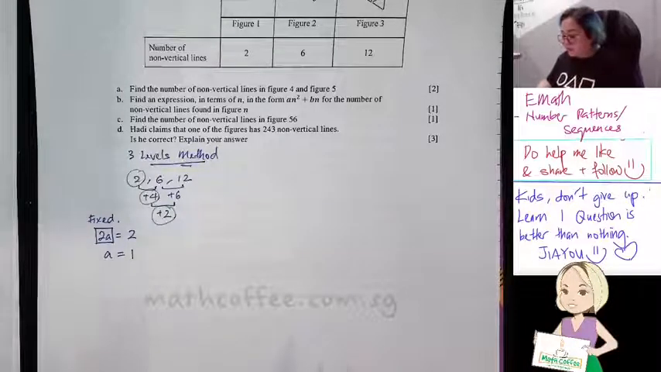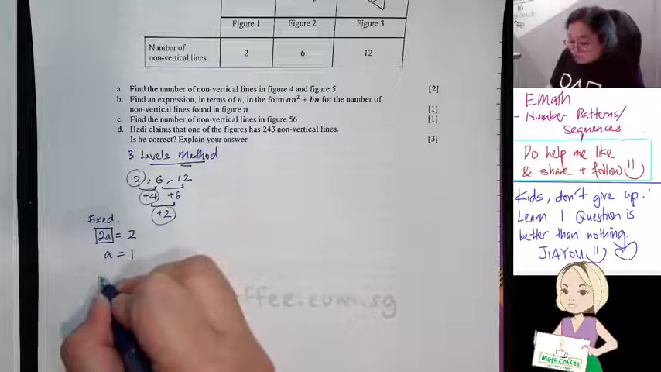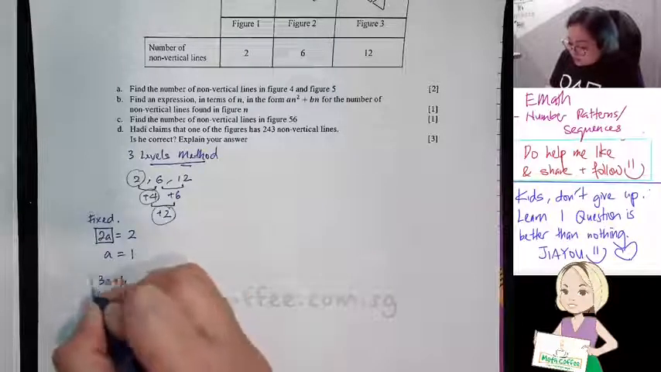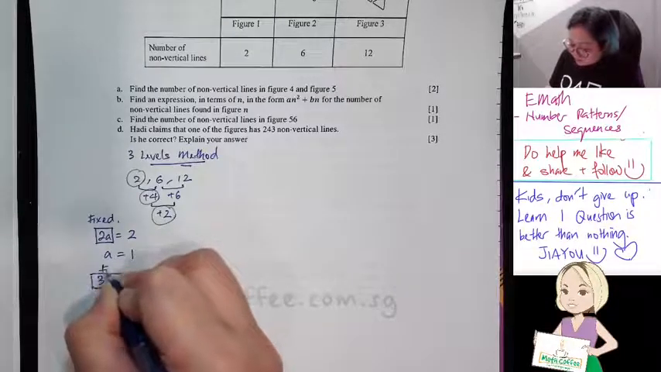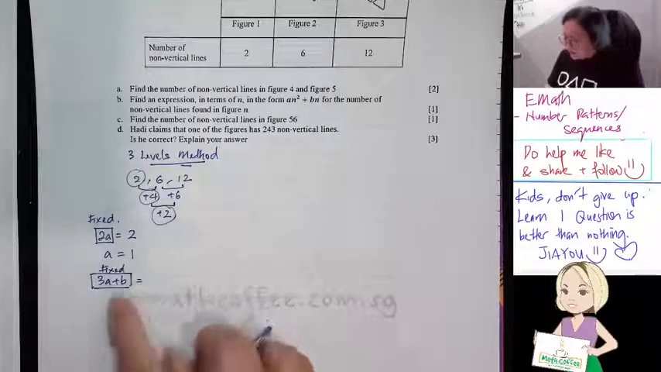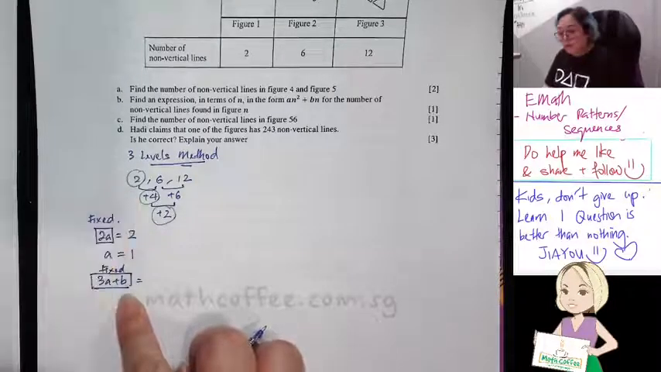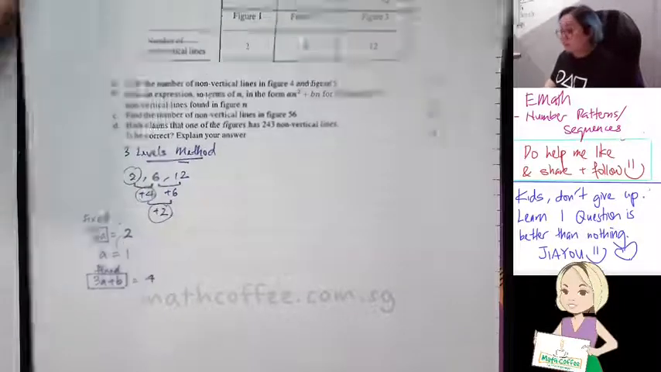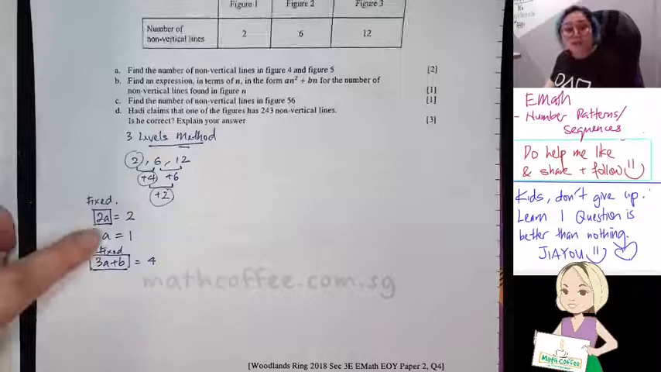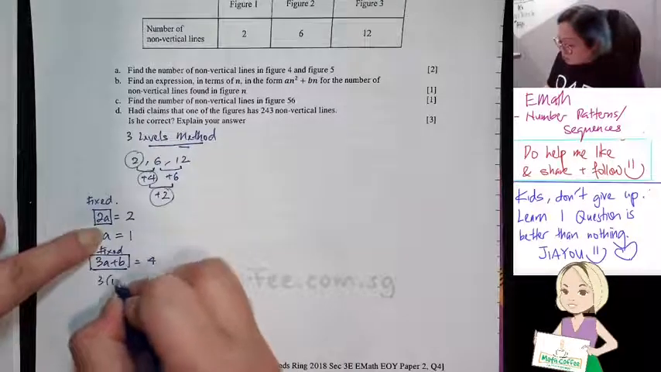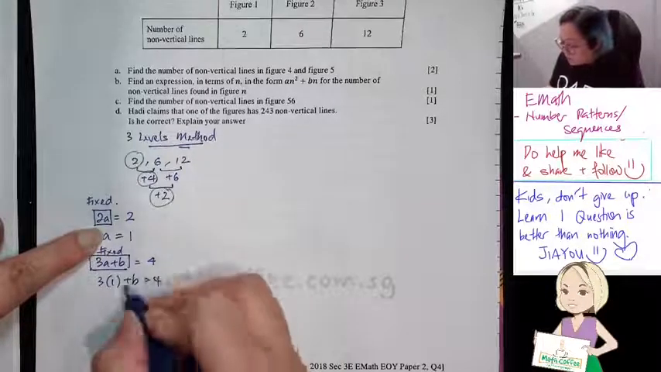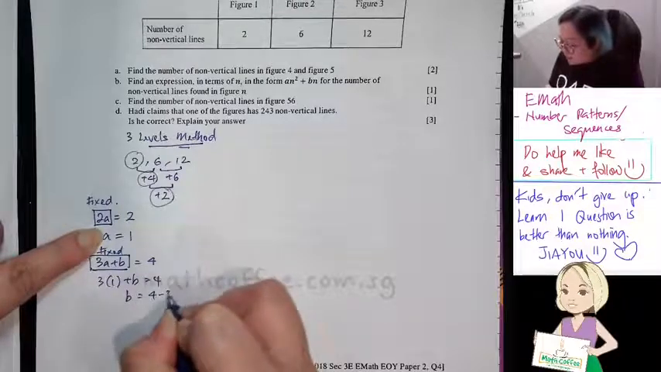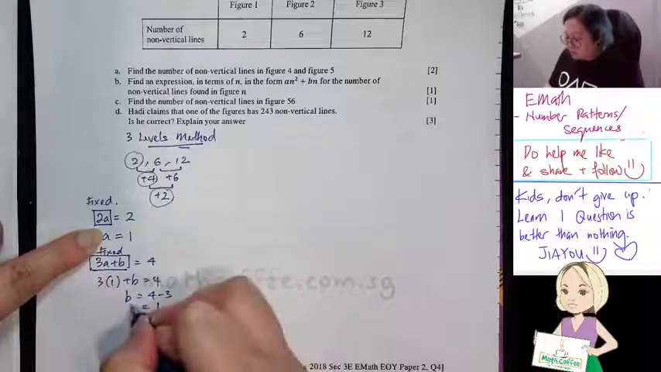Okay, next. The next fixed one is 3a plus b. Again, this is fixed. This is equal to the second level, which for this case is a positive 4. So I want to solve my b. So I'm going to use the a that I found here. So it will be 3 times 1 plus b equals 4. So b is equal to 4 minus 3, so it's equal to 1. So my b is equal to 1.